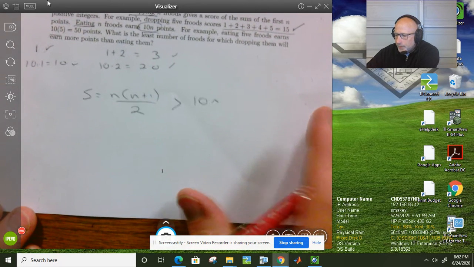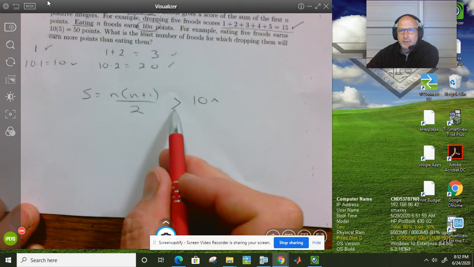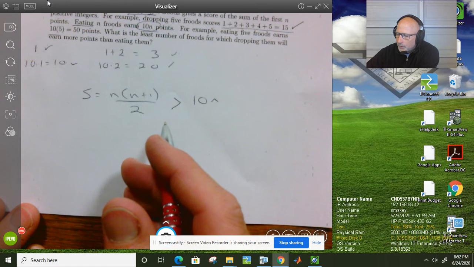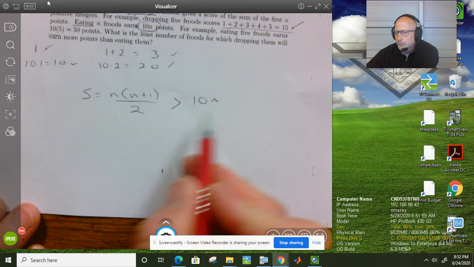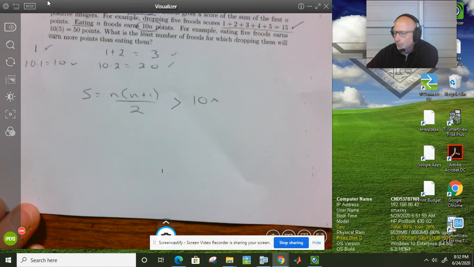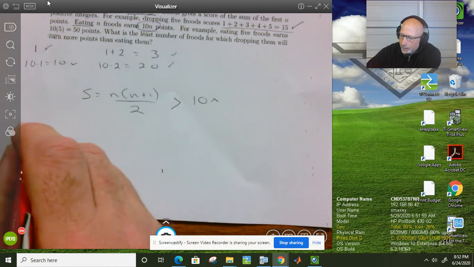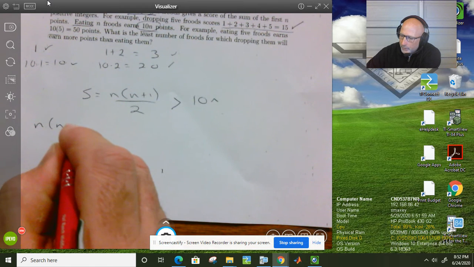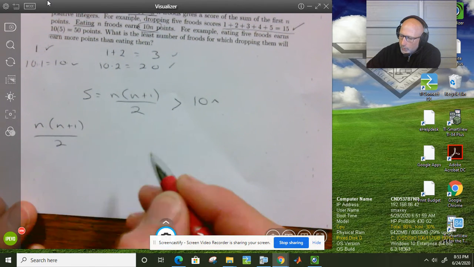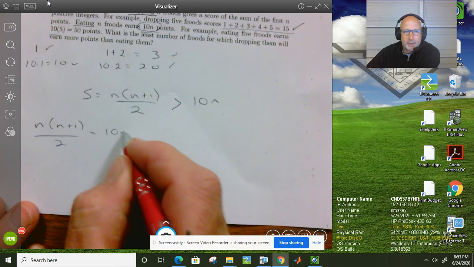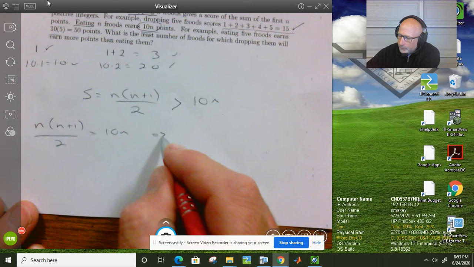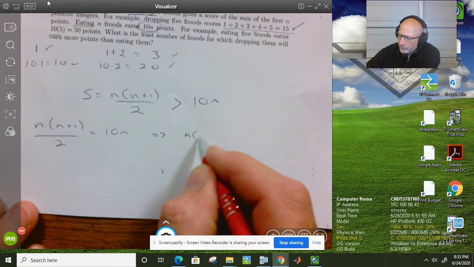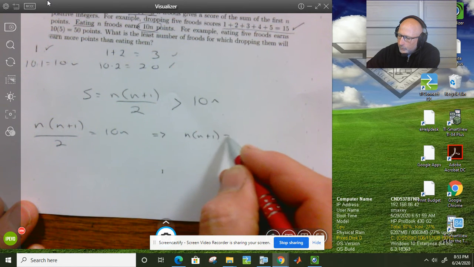Now, how I do this is I actually don't deal with the inequality. I set them equal to each other because I know this starts off smaller than this one. And what I want to do is keep building it until it gets to that point. So I'm going to say n times n plus 1 all over 2, when is that going to be equal to 10n? Well, multiply both sides by 2. So that gives me n times n plus 1 is equal to 20n.